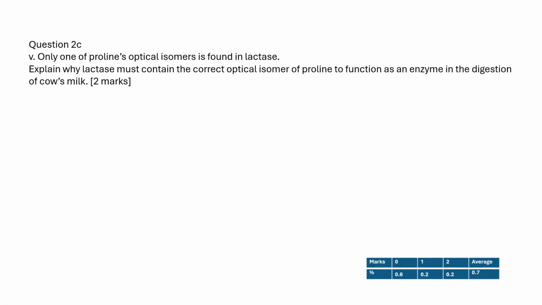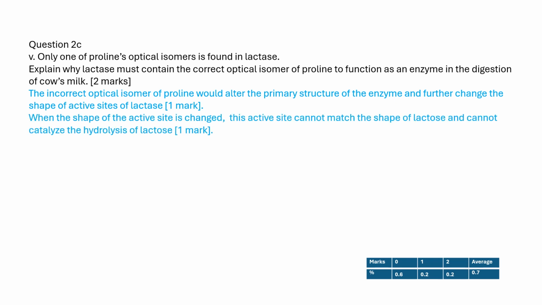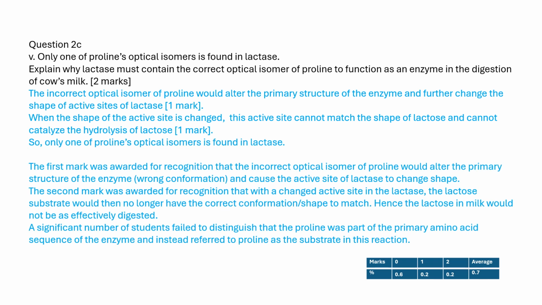The incorrect optical isomer of proline would alter the primary structure of the enzyme and further change the shape of active sites of lactase. When the shape of the active site is changed, this active site cannot match the shape of lactose and cannot catalyze the hydrolysis of lactose. So, only one of proline's optical isomers is found in lactase.